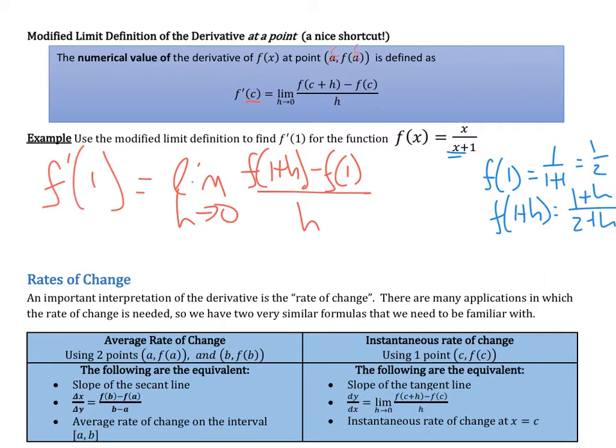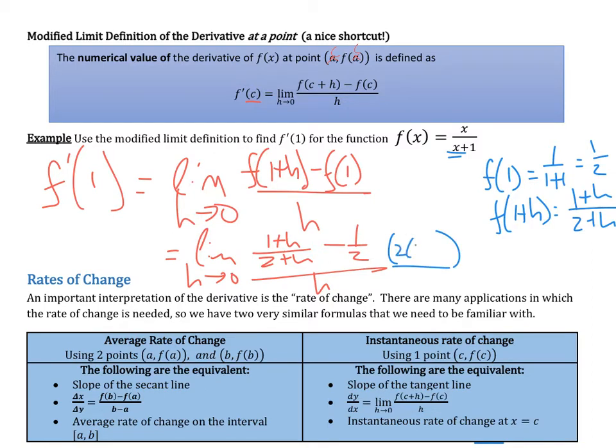Now we can substitute those things here. So this limit is going to be the limit as h goes to 0. f of 1 plus h is 1 plus h all over 2 plus h, minus f of 1, which is 1/2, all over h. We still can't substitute h in here because that's a problem, but we know how to deal with this now, right? Multiply the top and bottom by the common denominator, which is 2 times 2 plus h. And when we distribute this, don't forget to distribute.